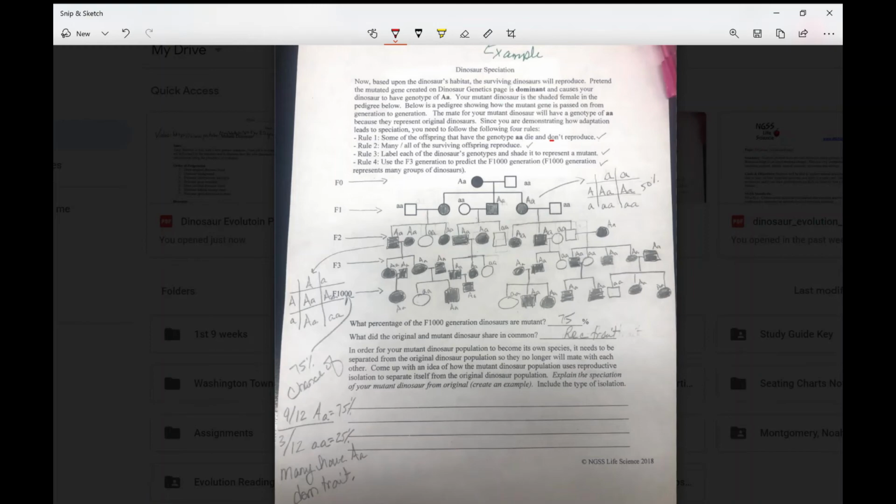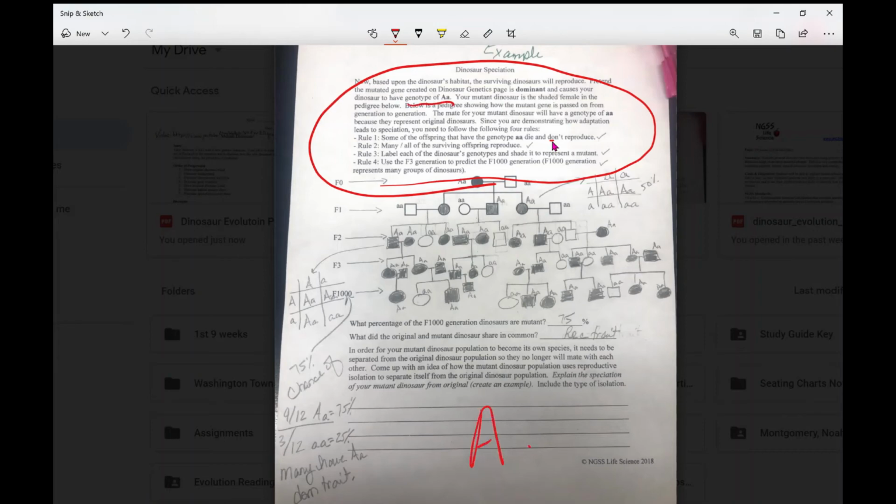Up here are the rules at the top. You see all the rules up here. The first thing you need to realize is that the genotype for your animal is whatever your mutation is. This is my mutation, and it's telling me that it's a dominant trait. And we see more dominant traits than we do recessive. So you're introducing this dominant trait when the original dinosaur was recessive.